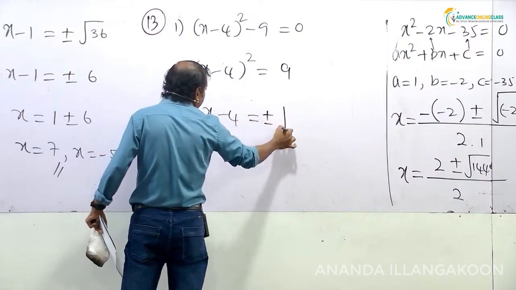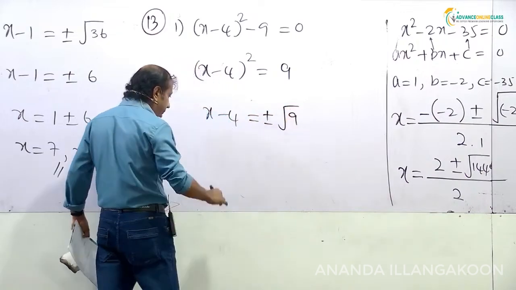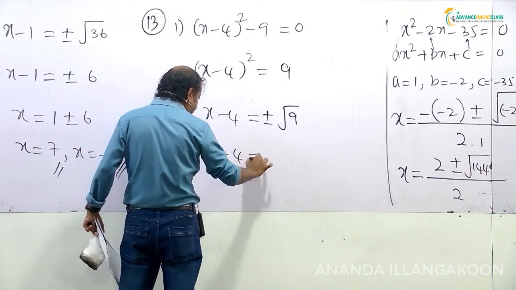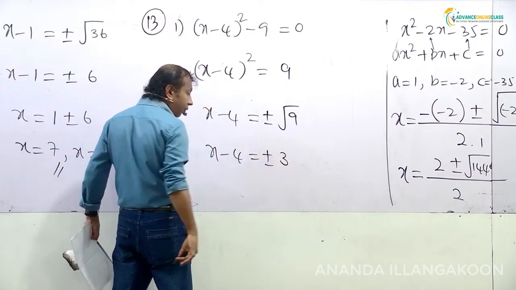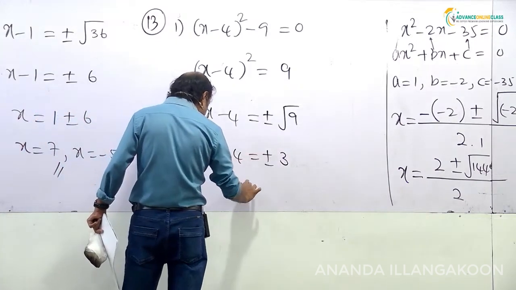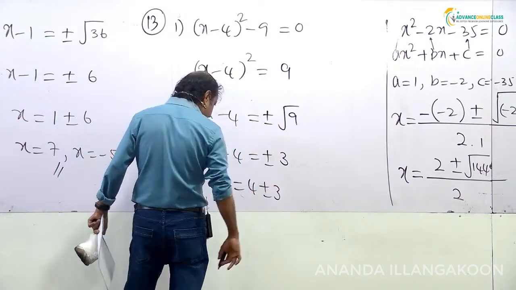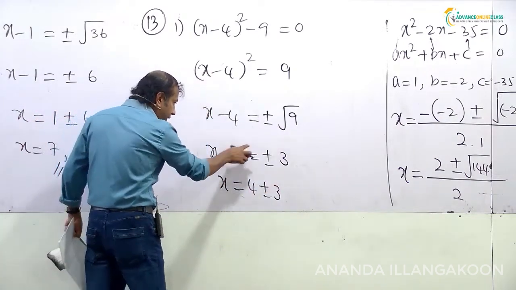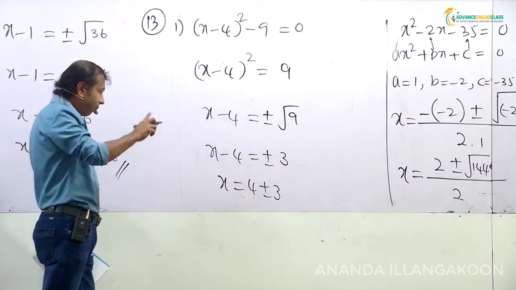Plus or minus, we have to put root 9. X minus 4 equals plus or minus root 9, which is 3. Now bring this 4 to the right hand side. That becomes plus 4. This minus 4, when you take it to the right hand side, becomes plus 4. Plus 4 plus or minus 3.